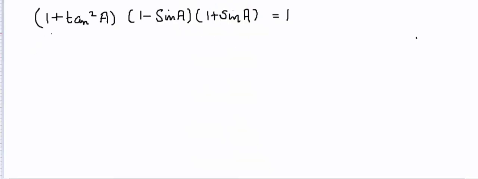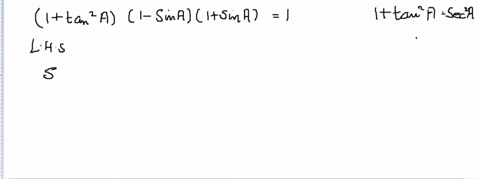I am taking a question here: (1 plus tan square A) times (1 minus sin A) into (1 plus sin A) is equal to 1. We have to prove this. So first thing, I am taking the LHS. Now taking LHS, we have 1 plus tan square A. I told you that 1 plus tan square A is your sec square A. So in place of 1 plus tan square A, I can write sec square A.